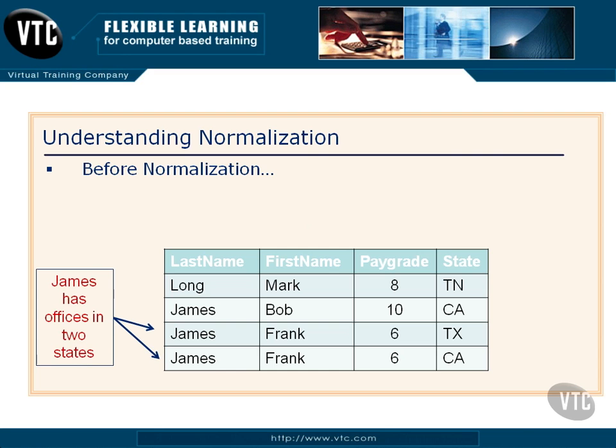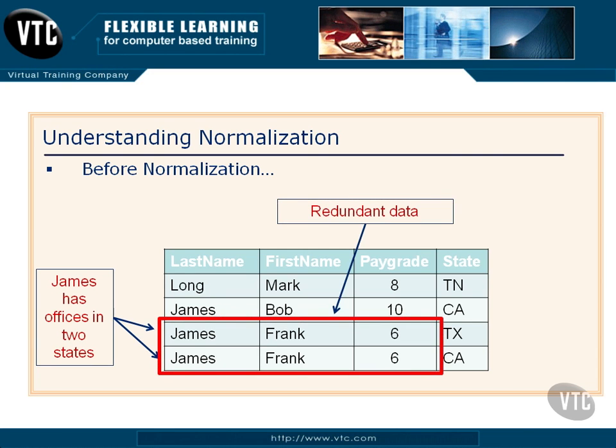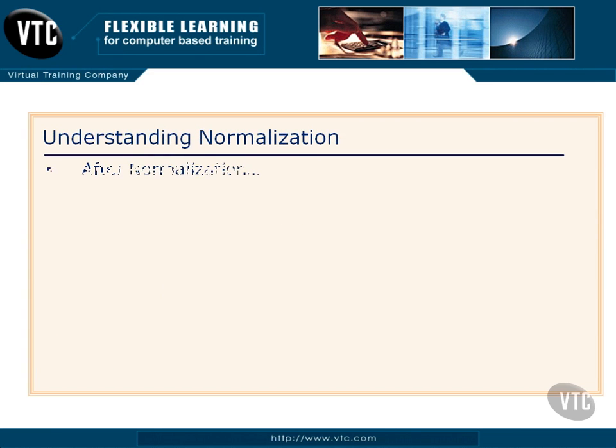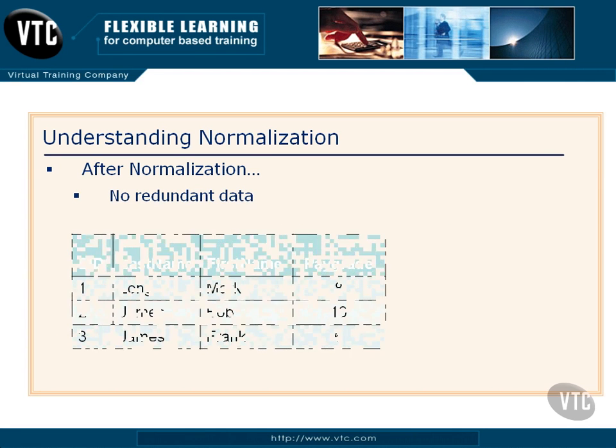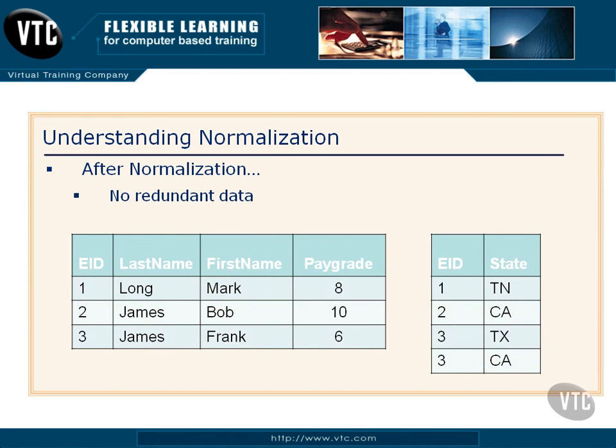So we see that James has two offices. Let's see how we can get rid of this redundant data in our table by using normalization. What we're going to do is split that table into two tables. And notice we've added a column, a common column between the two tables called EID, Employee ID. Every unique additional row in this table gets an EID generated for it, and we can't have duplicate EIDs.